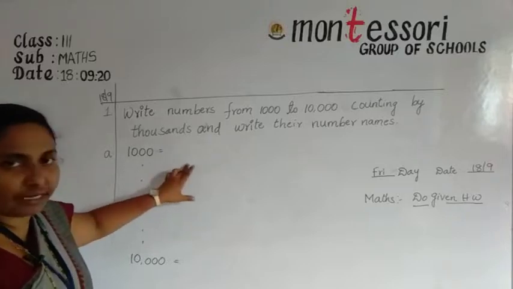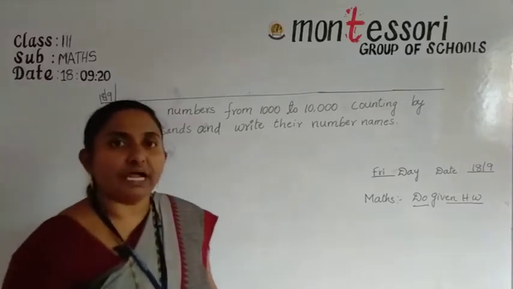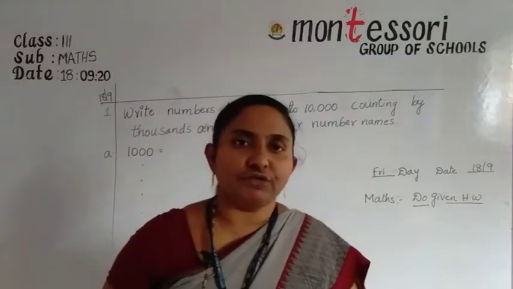Number and number name, 2000, 3000, number and number name, likewise. You can write up to 10,000. Understood, all of you?